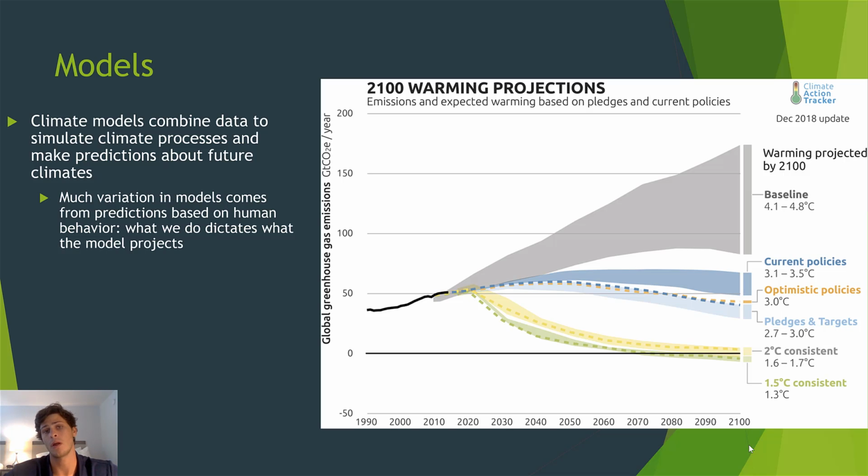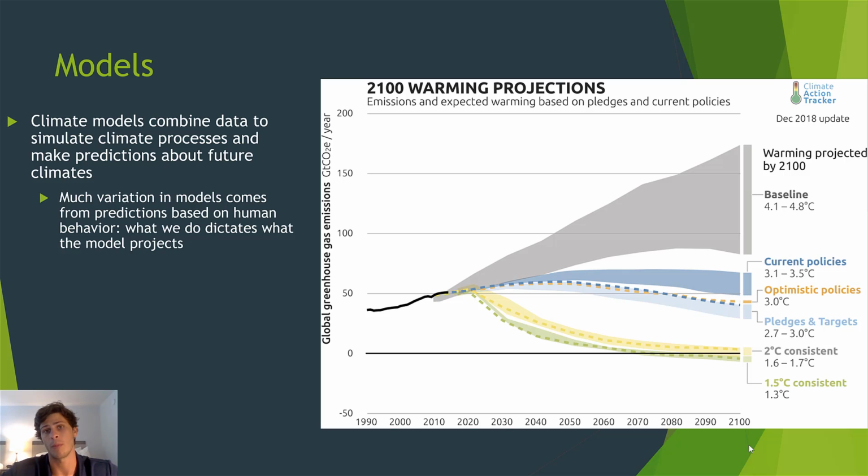Now, it should be noted that a lot of climate deniers like to point out different models and variations between models as debate or inconsistencies within the science. And essentially, this isn't really the case. Much of the variation in models comes from predictions based on human behavior. What we do dictates what the model will project.